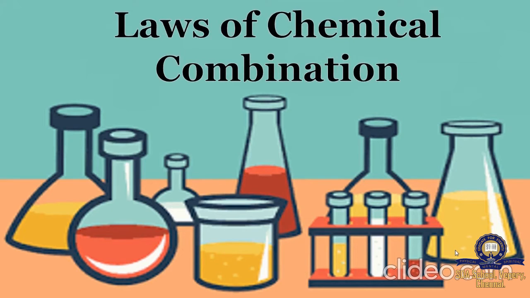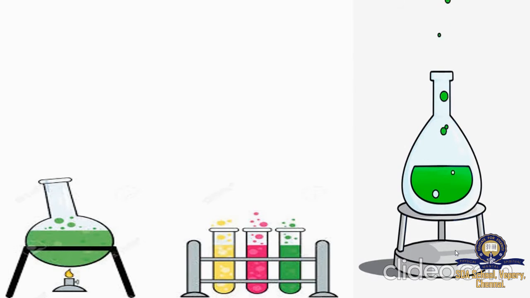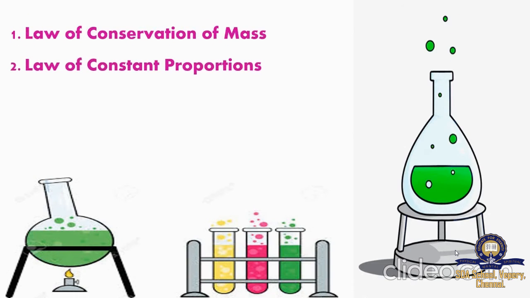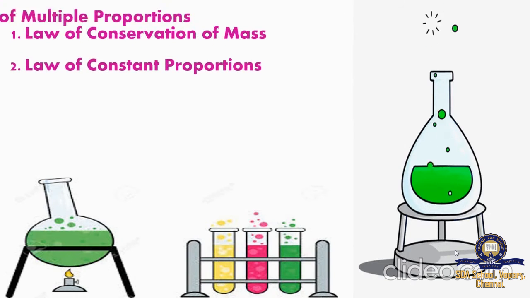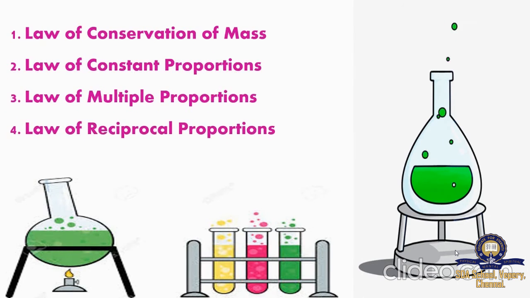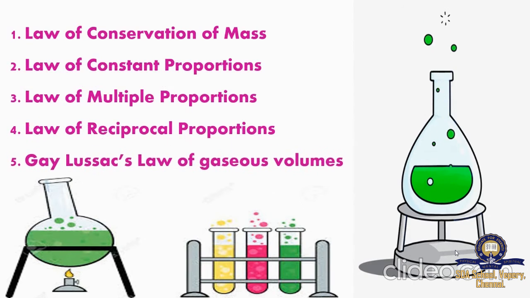Scientists all over the world had been trying to find out many methods for converting one substance into another. During their studies, they made certain generalizations, and they are known as laws of chemical combination. They stated laws, namely law of conservation of mass, law of constant proportions, law of multiple proportions, law of reciprocal proportions, and finally the Gay-Lussac law of gaseous volumes.